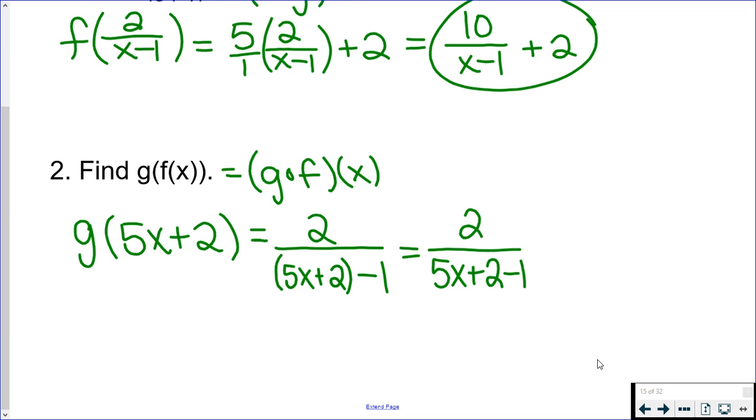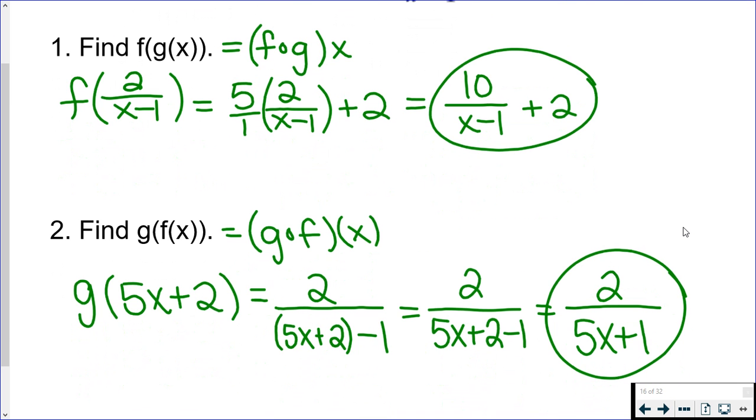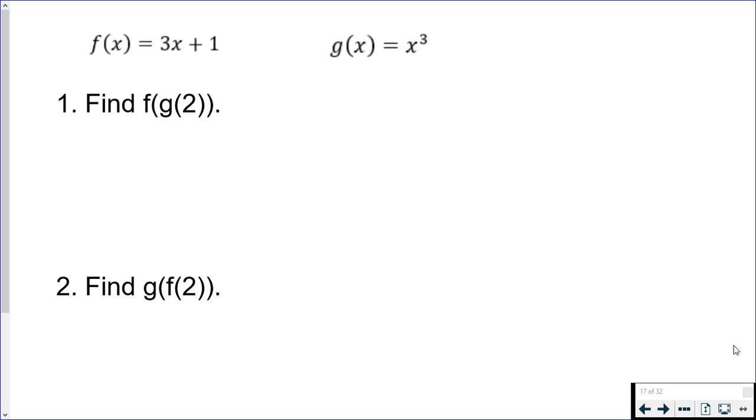So 5x plus 2 in parentheses or not in parentheses are really the same thing, because all we're doing is subtracting a 1 from it. And so it would simplify to 2 over 5x plus 1. So that is the composition when you're just plugging one function into the other. The next couple examples, I'm taking it a step further, and it's really not that much more difficult than these were, hopefully. This time, notice it's not f of g of x, it's f of g of 2.